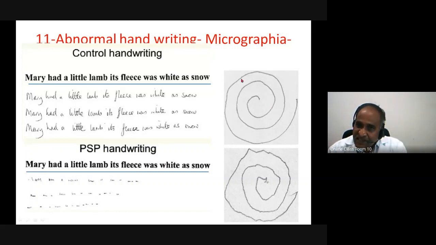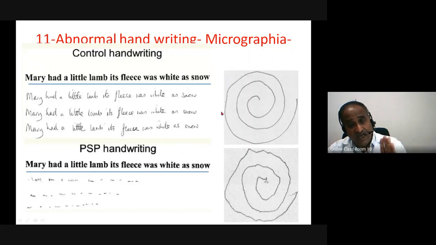Similarly, when a normal person is asked to draw this spiral, he does it wonderfully. But here, this person with Parkinsonism, what is happening? He does it and it becomes tremulous because he has a tremor. That is why it is not as smooth as this. Okay, this is about the graphical aspects.